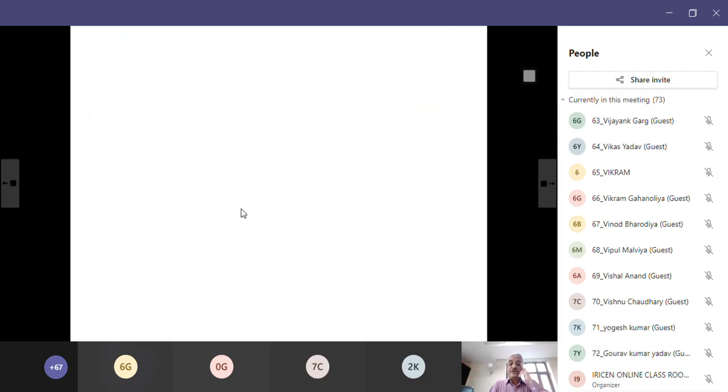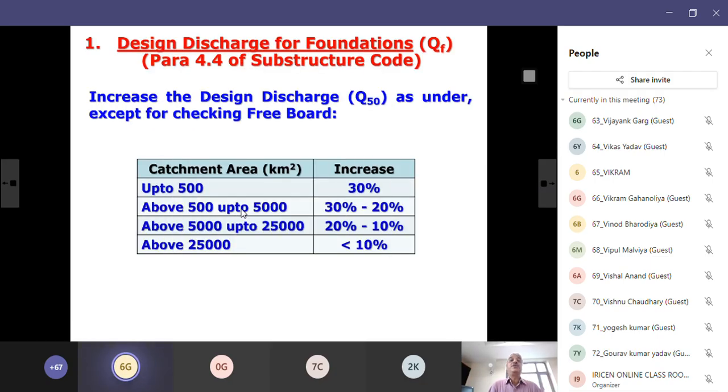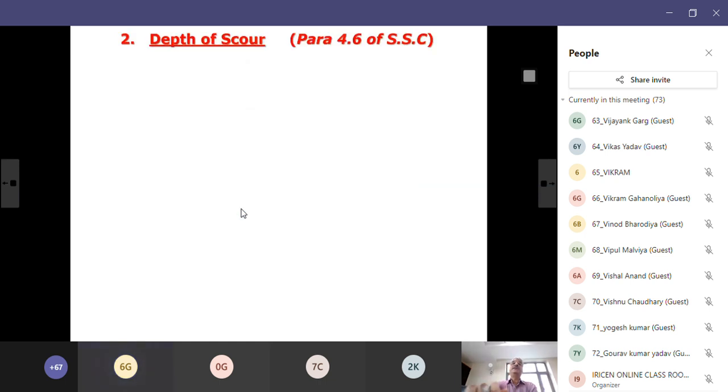Yes, sir. This is the first step, we will calculate QF. Now coming to scour, how will we calculate the depth of scour? This is again given in para 4.6 of the substructure code. Now what does it say?